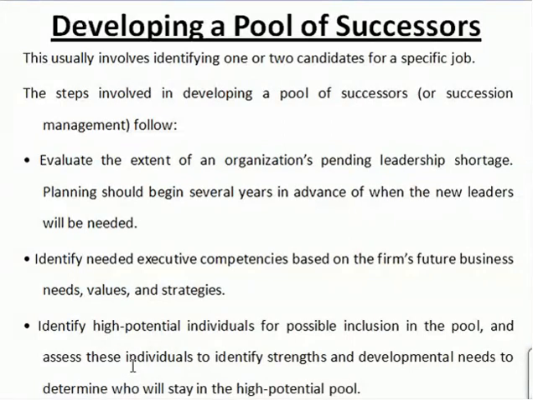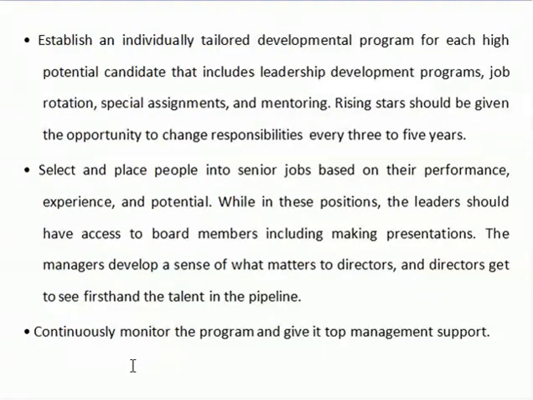Next, we have further steps, like establishing an individually tailored development program, in which high-potential candidates will be included in those types of leadership development programs. Usually a job rotation strategy, or assignments very specific to them, or even mentoring will be given. Some mentors will be appointed. They will be given opportunities to change their responsibilities every 3 to 5 years, so altogether they get a bunch of experience to reach the top.